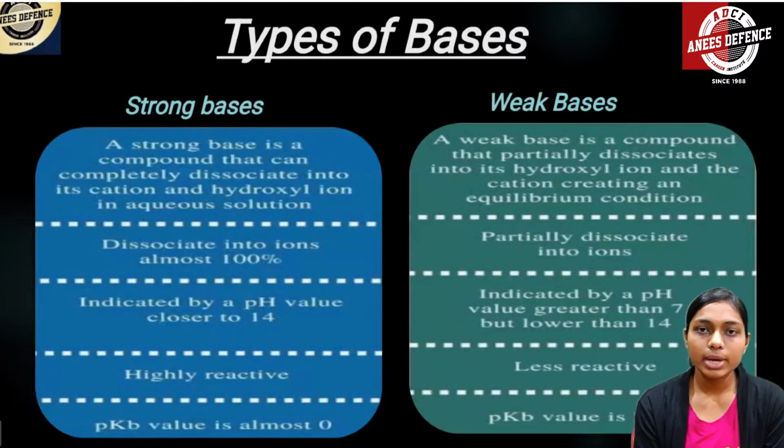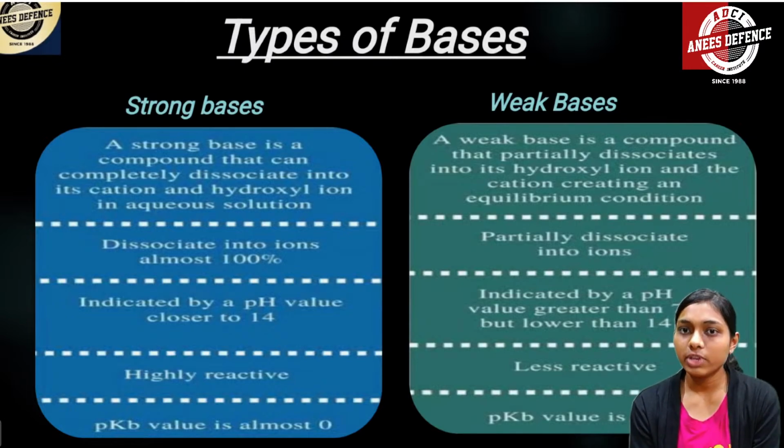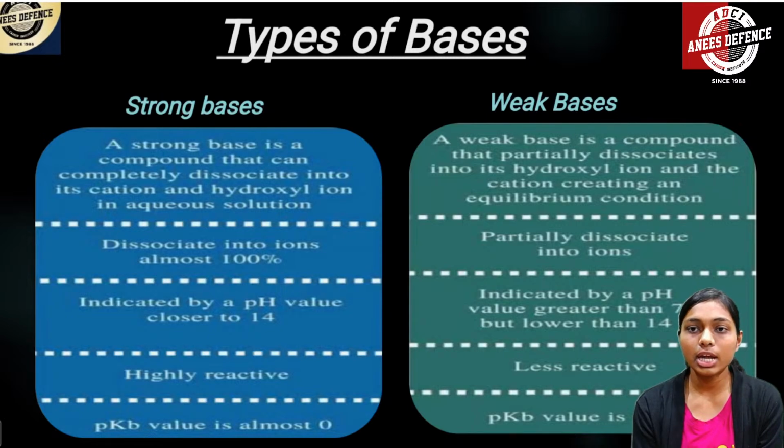Let's move to bases. Now, bases are also of two types: strong bases and weak bases. A strong base is a compound that can completely dissociate into its cation and hydroxyl ions in aqueous solutions. And here come weak bases. A weak base is a compound that partially dissociates. Strong bases dissociate into ions almost 100%. This means 100% of OH minus ions are dissociated in water, and partial dissociation into ions means OH minus ions are dissociated partially.